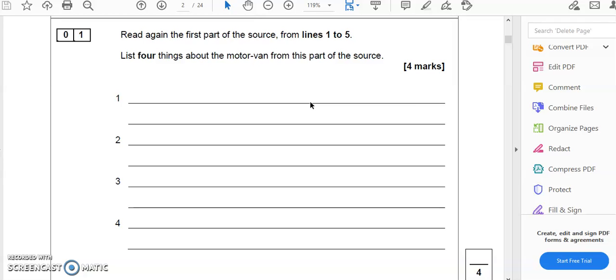Yeah, because the only thing that you can really get wrong about question 1 is if you don't take stuff from lines 1 to 5, or if you quote the entirety of line 1 to 5. If you do that, you will not get any marks. So if you pause the video now for 3 or 4 minutes and have a go at answering this question.